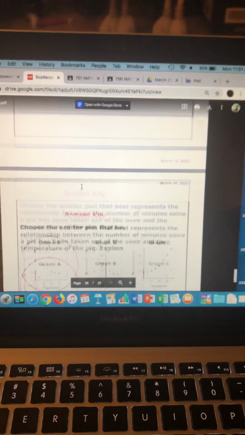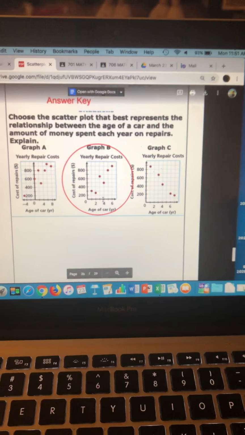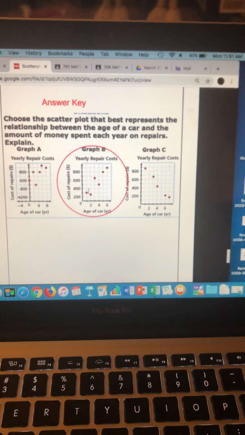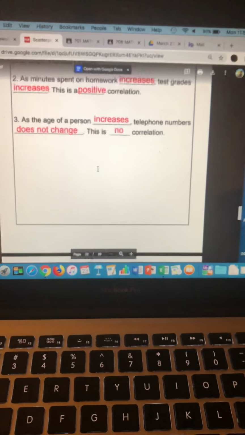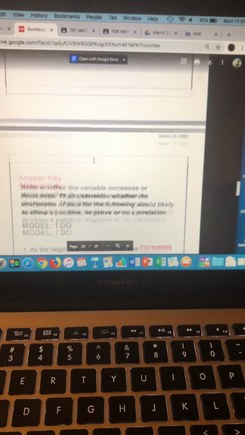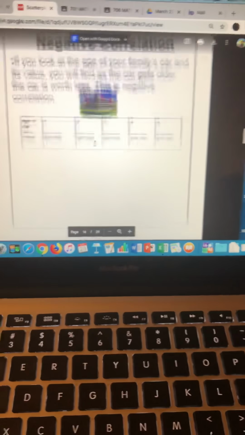A few of you were asking about what makes something strong or weak. I don't know why that question came up in this lesson, because it does come up in the next lesson, but a strong correlation means that your points are very close together, and then a weak correlation means that they are more spread apart. I'm trying to find an example to show you just so that I can clarify that.